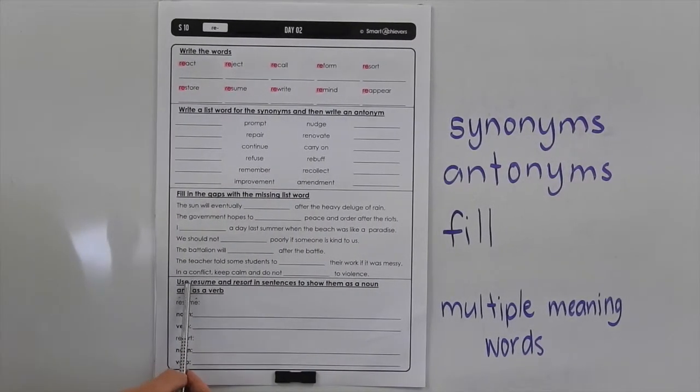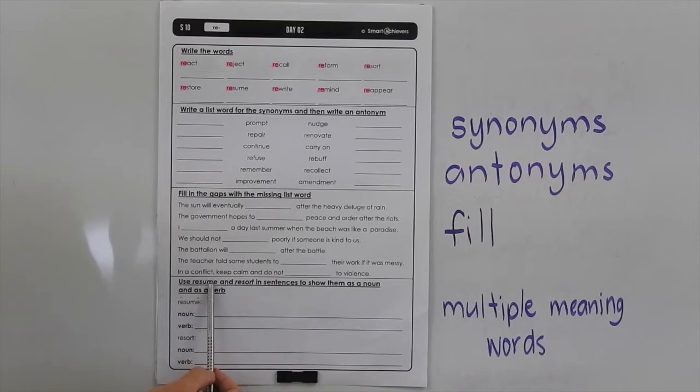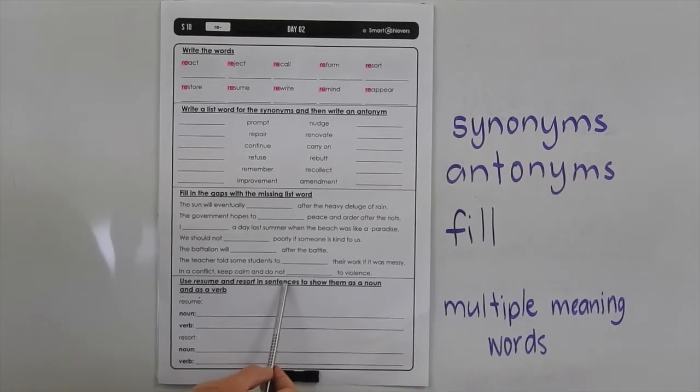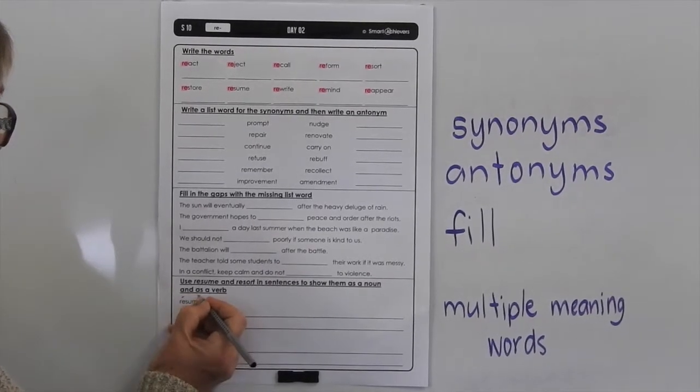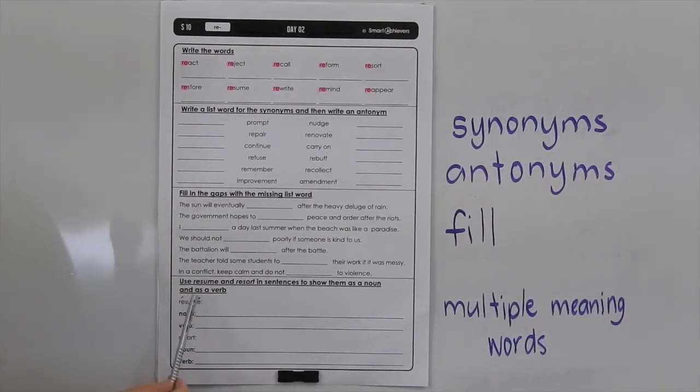Then down the bottom it says use resume or resume and resort in sentences to show them as a noun and as a verb. So if it's resume, you've got a little slash above the E and the E to get that change of sound. You'll have to work out whether resume or resume is the noun or the verb and write a sentence for each. Same for resort or resort, so you'll have to write a sentence for each of those meanings. So we're talking about multi-meaning words where words can mean different things and they can also form different structures or different forms in a sentence.